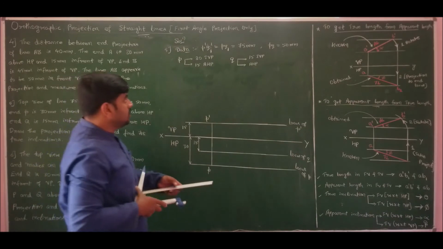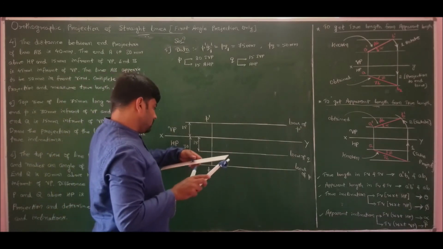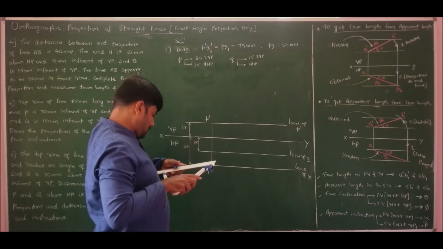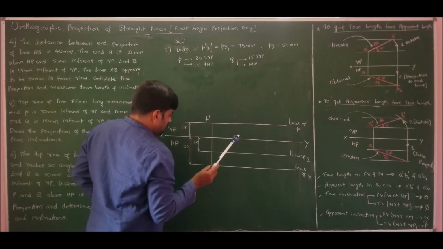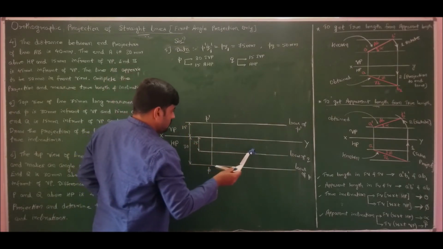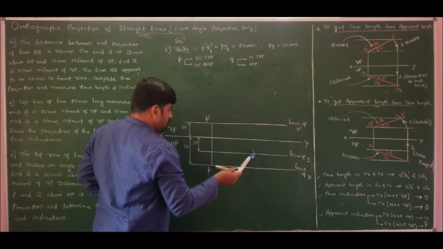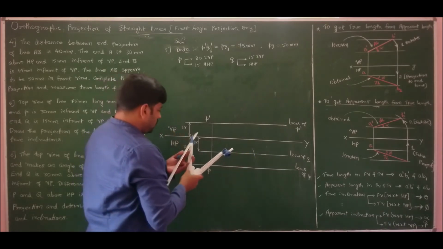That is, measure 50 mm, cut an arc by keeping it at P. So this will give us point Q.